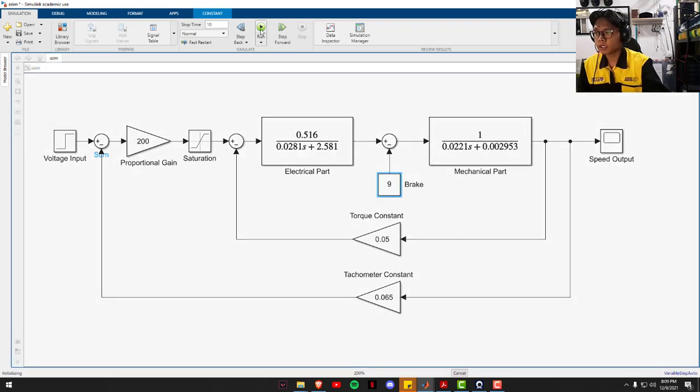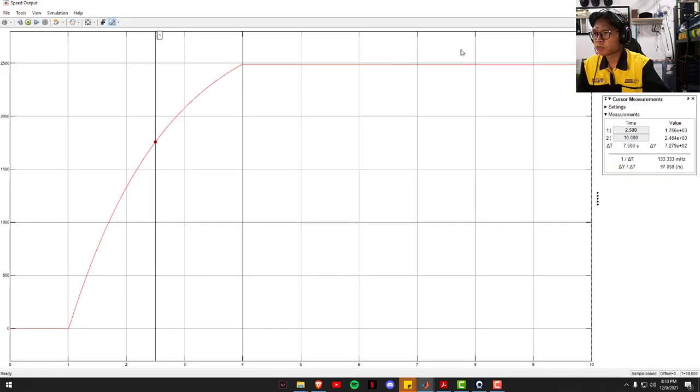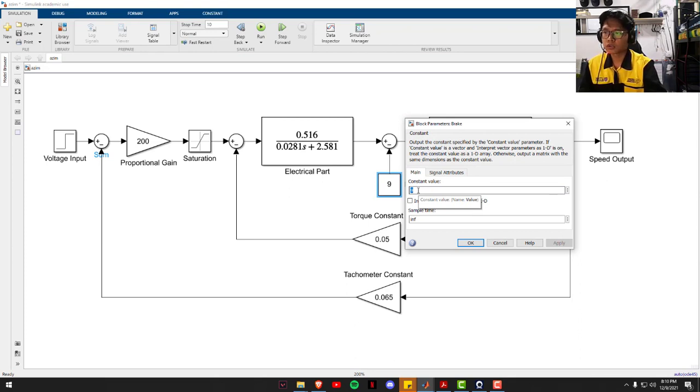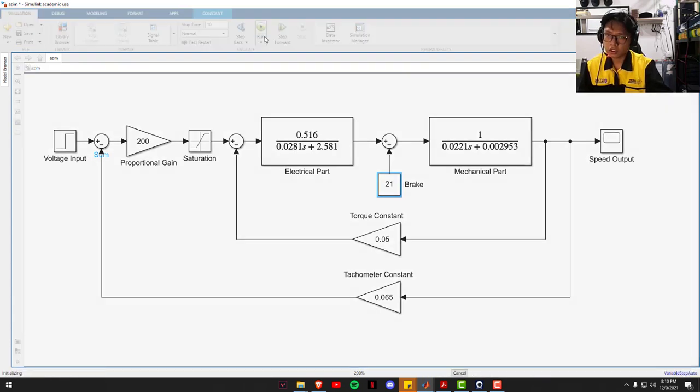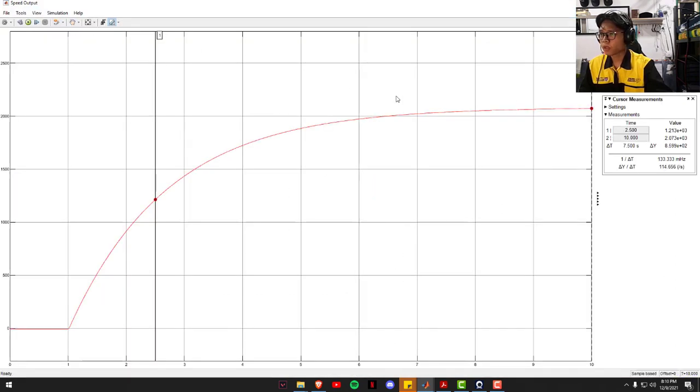We run the simulation again, and here is the scope, which is the speed output. You can see at 10 seconds, the speed of the DC motor will drop to 2484 rpm, revolutions per minute. For the last one, I will go with the brake scale of 21. Just apply it, and we run the simulation. This is the speed output, and at the time of 10 seconds, we can see that the output rpm is equal to 2073, which is lower than at the brake scale of 9.